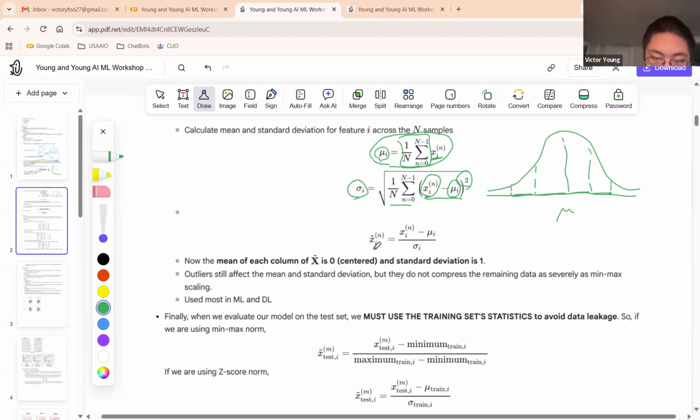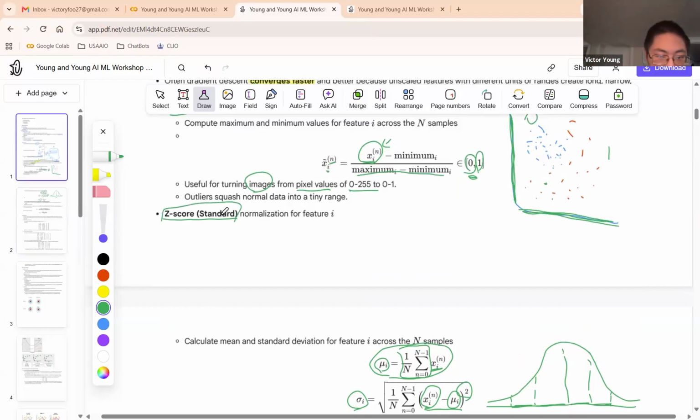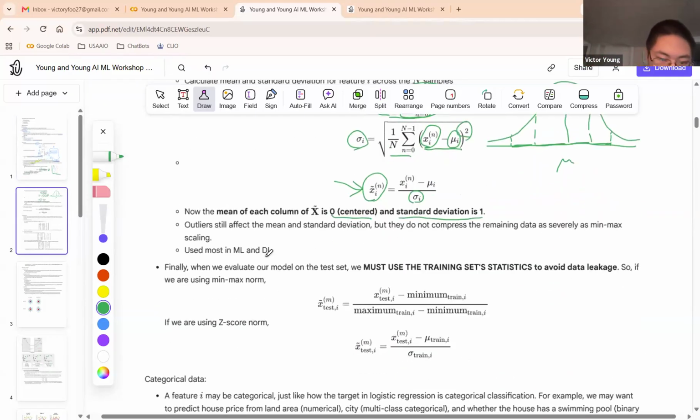So for every point, we subtract the mean and divide by the standard deviation. Subtracting the mean means we have all of our data and we shift it all to the left so that the new mean will be 0. And dividing by standard deviation, we're compressing it so that the standard deviation becomes 1. So we have turned this into a 0 mean, 1 standard deviation distribution. And this is good. This is what z-score standard normalization is. It is the most commonly used one.